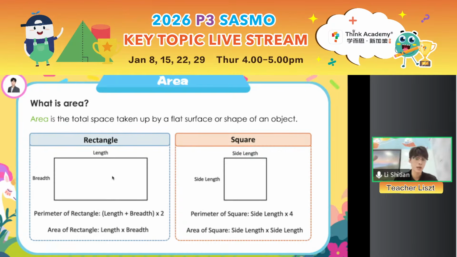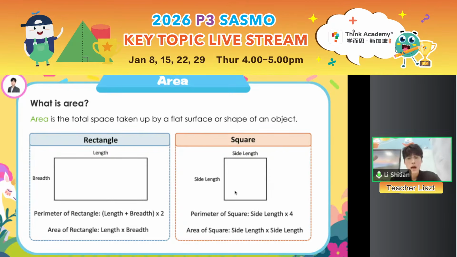Area is very easy, right? We only need to use the length times breadth, then we find out the area, right? Really, really easy. What about the square? I want to find out the area of the square. How can I find it out? I only need to use the side length times side length, right? So then I find out the area of the square.